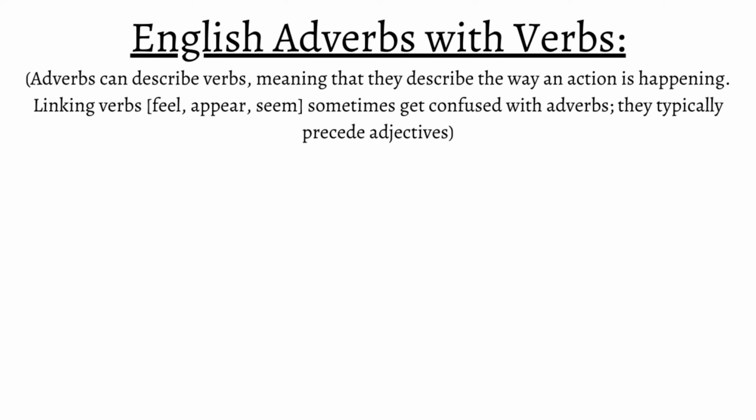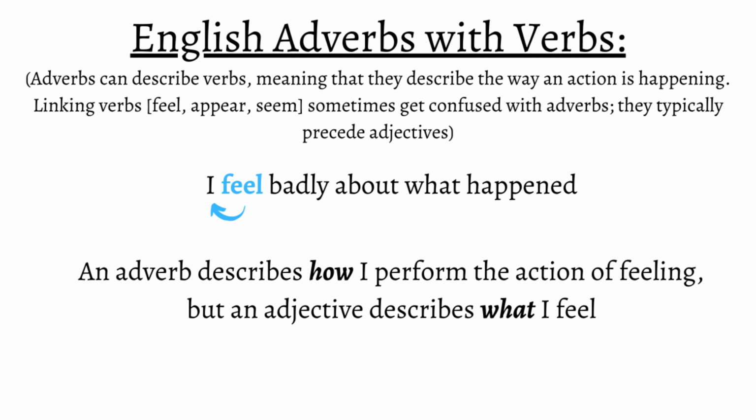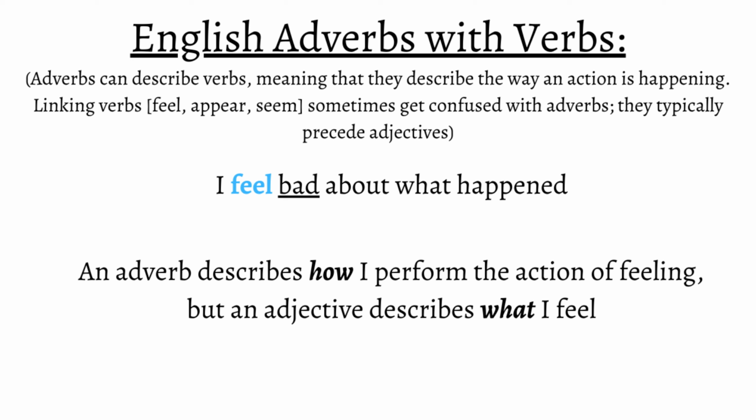And a common mistake that can be made is in a sentence like I feel badly about what happened. Because feel is a linking verb, it links the subject of the sentence, I, to the modifier that follows it. Since the subject is a noun, it is modified by an adjective. An adverb describes how I perform the action of feeling, but an adjective describes what I feel. If I'm feeling a negative emotion, I need to change the adverb to an adjective and say, I feel bad about what happened. This is the correct way to express such a sentence, and it's something to keep in mind and not be confused with adverbs.